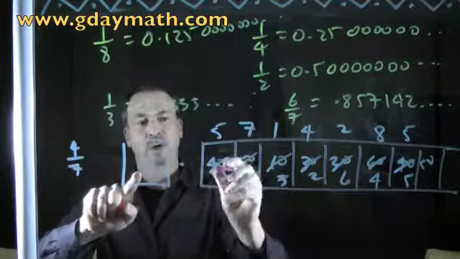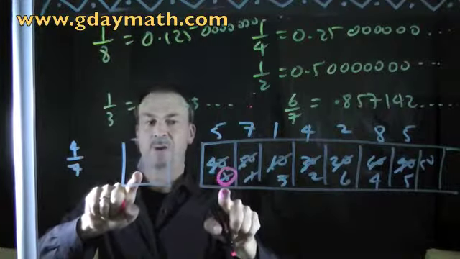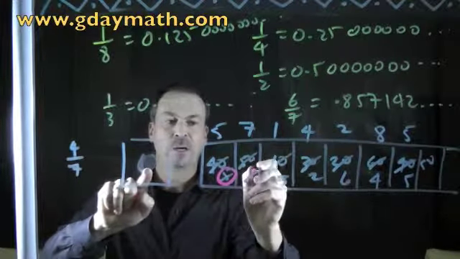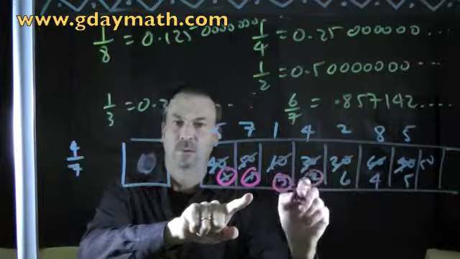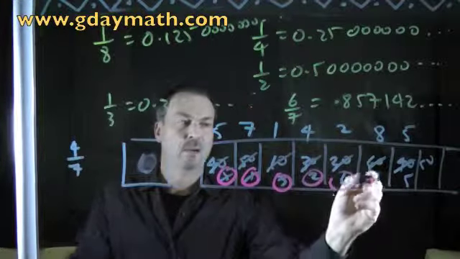When I first did this problem, I got a remainder of 5. 5 dots left over that weren't part of a group of 7. And then I got a remainder of 1. And then I got a remainder of 3. And I got a remainder of 2. And I got a remainder of 6. And I got a remainder of 4.